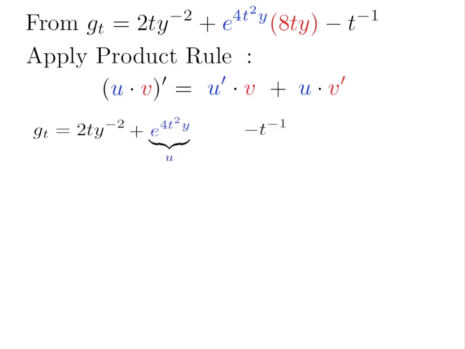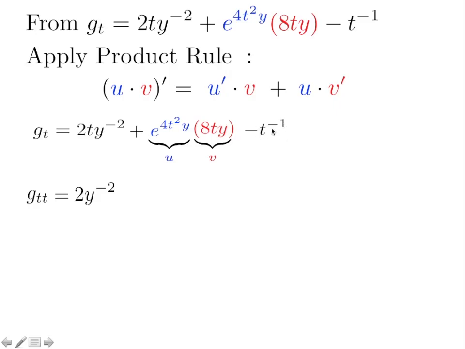But for the middle term, e to the 4t squared y, I denote it as u. And for the term aty, I denote it as v. Now, let's find the second partial with respect to t. So for the first term, y is a constant. That means you have 2 times y to negative 2 because the derivative of t is just 1.